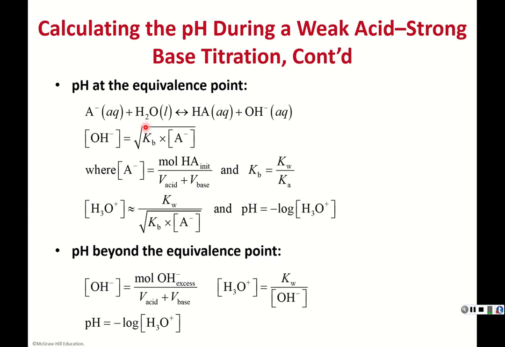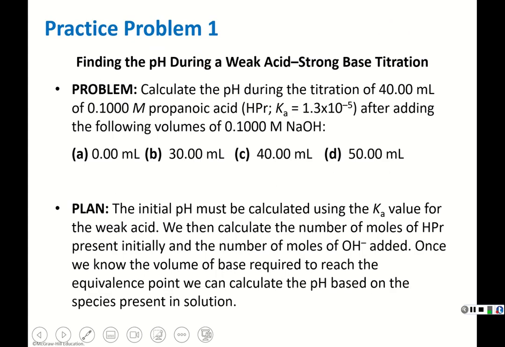Beyond the equivalence point, you would need to calculate that OH minus concentration, and that's going to be equal to the amount of excess that you add divided by the total volume that you have, and then you convert it to an H3O plus, and then finally use that to get a pH. Okay, so let's try a practice problem using that concept.